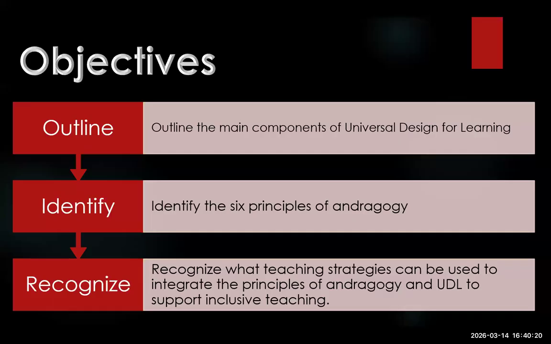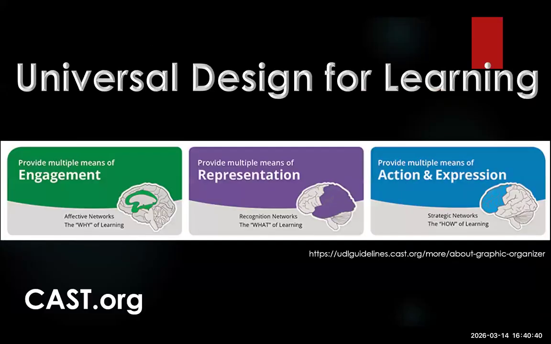In today's poster, we'll be covering three objectives. First, outline the main components of universal design for learning. Next, identify the six principles of andragogy. And finally, recognize what teaching strategies can be used to integrate the principles of andragogy and UDL to support inclusive teaching. I want to start off by explaining what universal design for learning is.